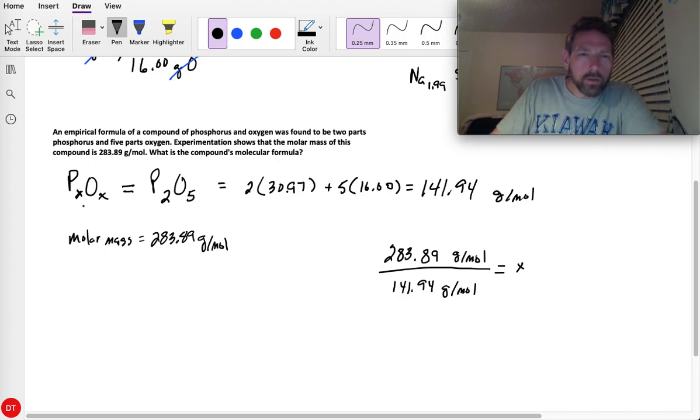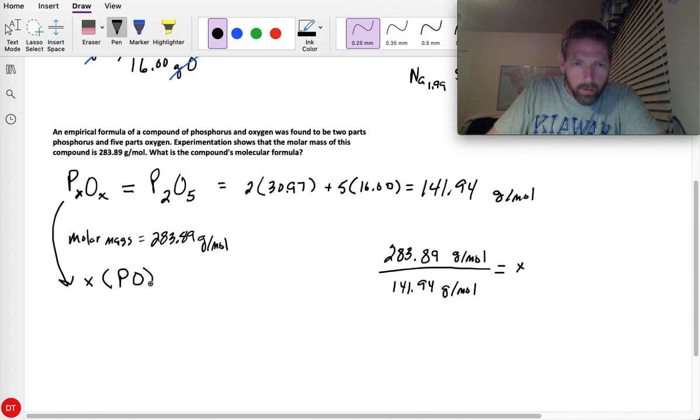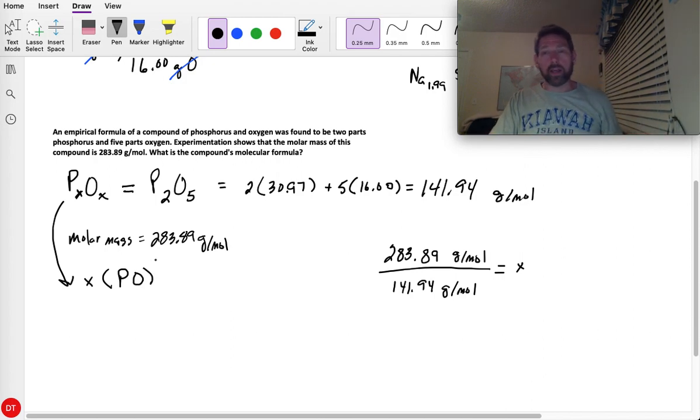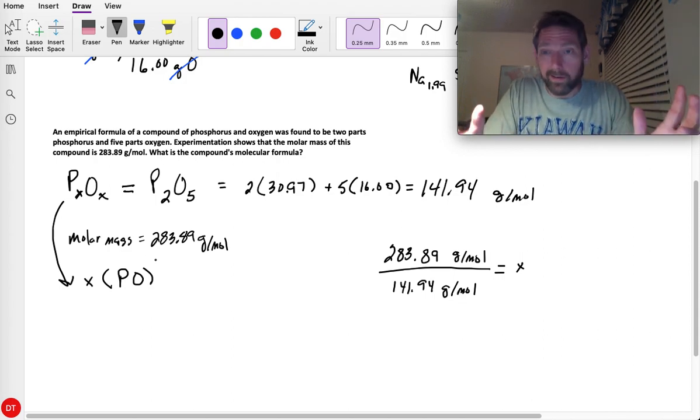So let's go back to this over here. See how you have an X here and an X here? Let's come down here for a second. I'm going to factor that X out and put X times P O. Okay? I'm going to factor that X out. Just kind of like basic algebra stuff, right?